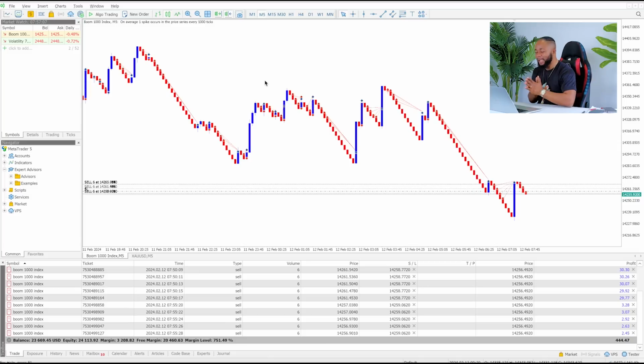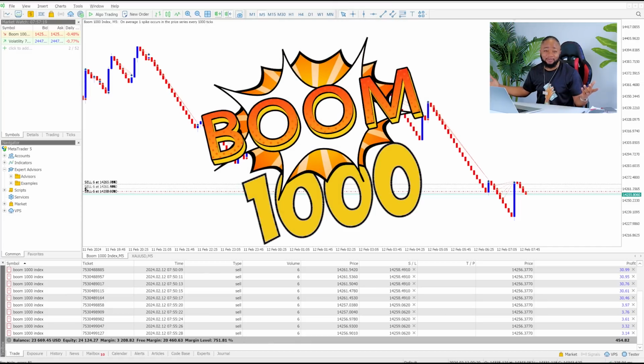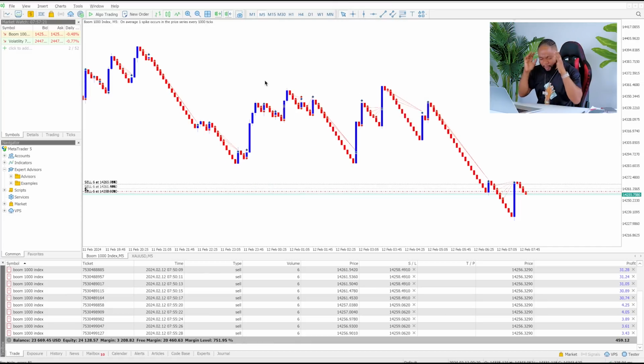All right, you can see this is the most funniest chart I've ever seen when it comes to trading, because when it's going down, you just see it going down, and then out of the blue, boom, that's why it's called Boom 1000. Let me just explain so that you remember. I always like to put these things in the simplest terms so that you can easily understand.